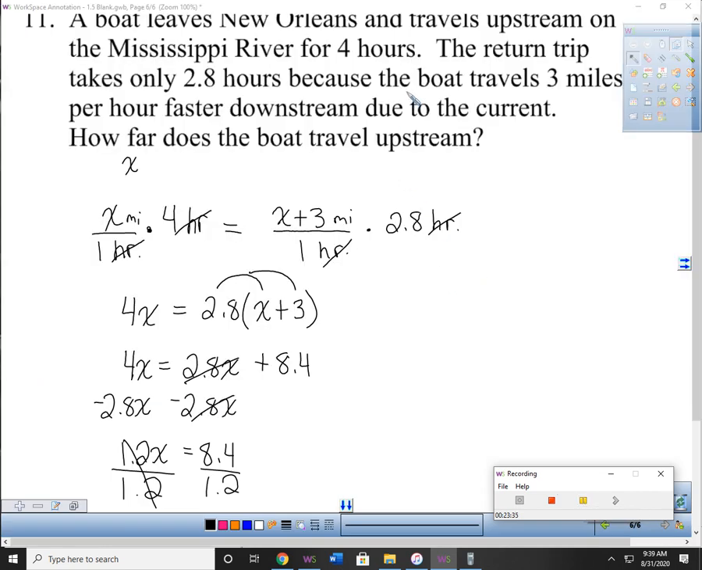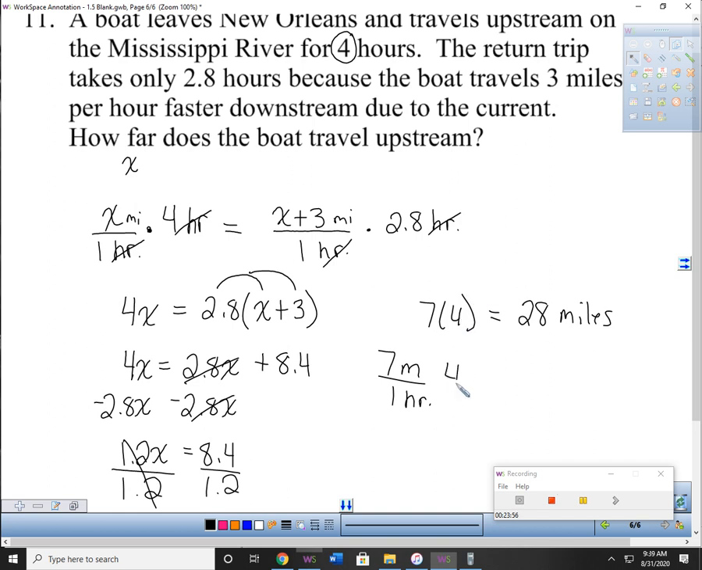So if I traveled 7 miles per hour and it took me 4 hours, 7 times 4, that would give you 28 miles. Because think about it, if this is 7 miles in 1 hour, and then I had 4 hours, hours cancels, and 7 times 4, and then you have miles left. So 28 miles.